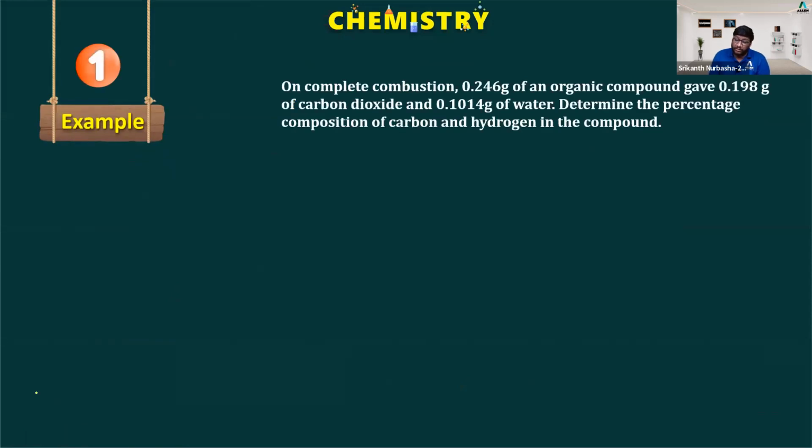On complete combustion, 0.246 grams of organic compound, this is the weight of organic compound, gave this much weight of carbon dioxide. Carbon dioxide weight also they have directly mentioned. And this much weight of water. Percentage of carbon is equal to 12 by 44 into weight of CO2 0.198 divided by weight of organic compound 0.246 into 100. Percentage of hydrogen is equal to 2 by 18 into weight of water 0.1014 divided by weight of organic compound into 100.